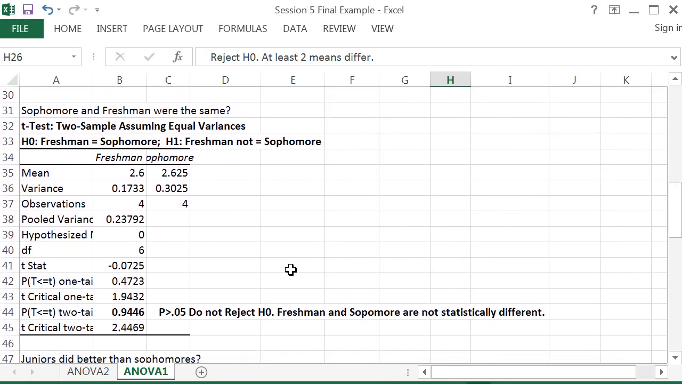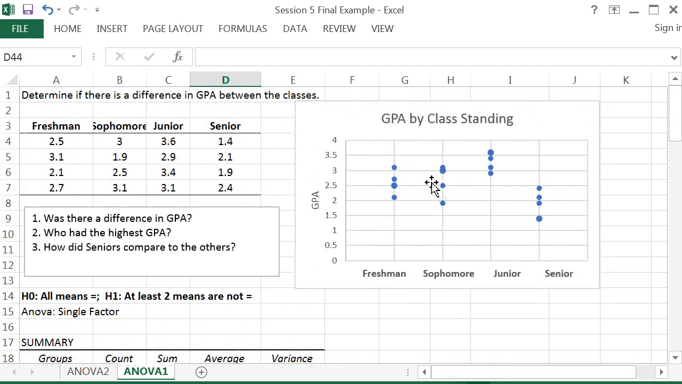So when I did that, my two-tailed p-value here was 0.94. That's a lot greater than 0.05. So our statistical conclusion here is that we do not reject the null hypothesis. That means that freshmen and sophomores are not statistically different. Okay, so they're the same statistically. That's our practical conclusion. So what we're seeing up here is that freshmen and sophomores look like they're pretty close. They are close. They're not statistically different.